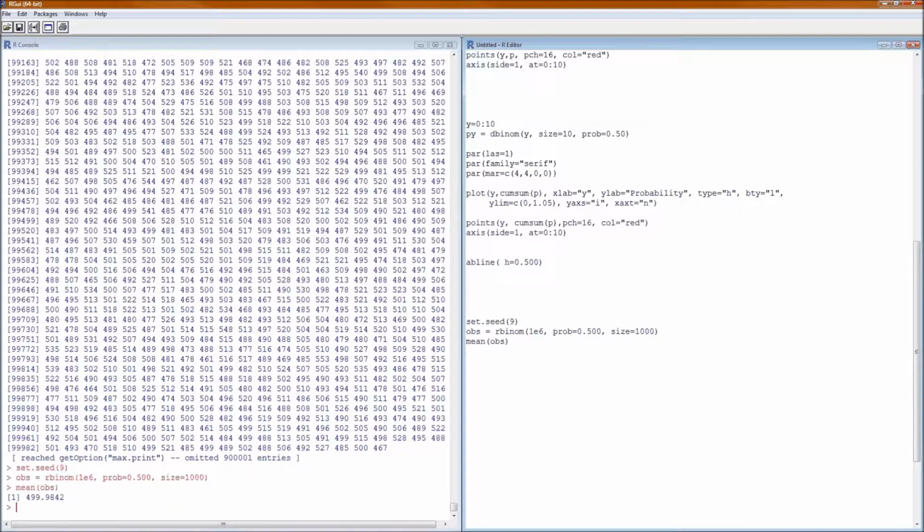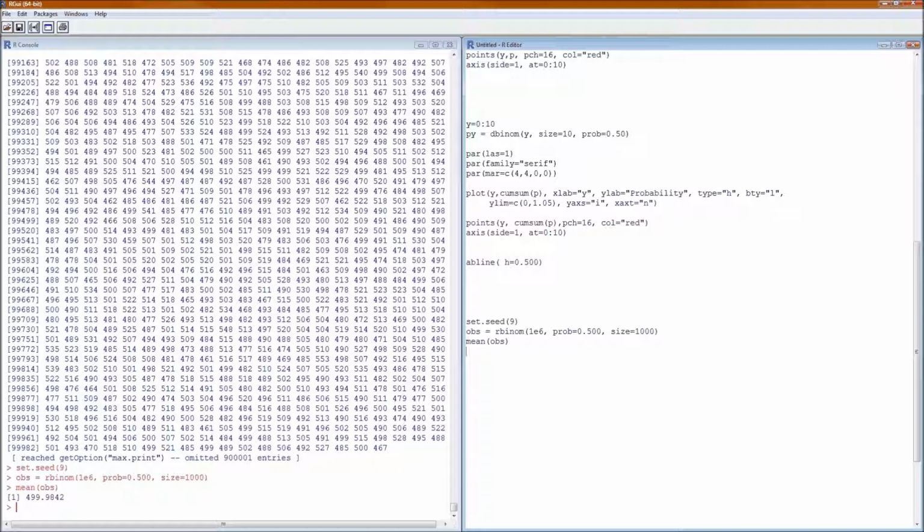Run those three, 499.9842. Huh, that's not surprising. We know the expected value of a binomial random variable is n times p, is 1,000 times 1/2, is 500. So we got pretty close just by doing this randomly.